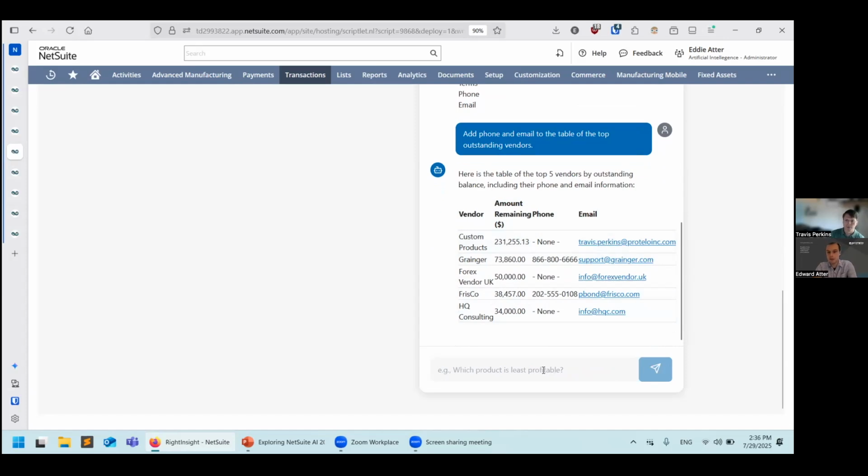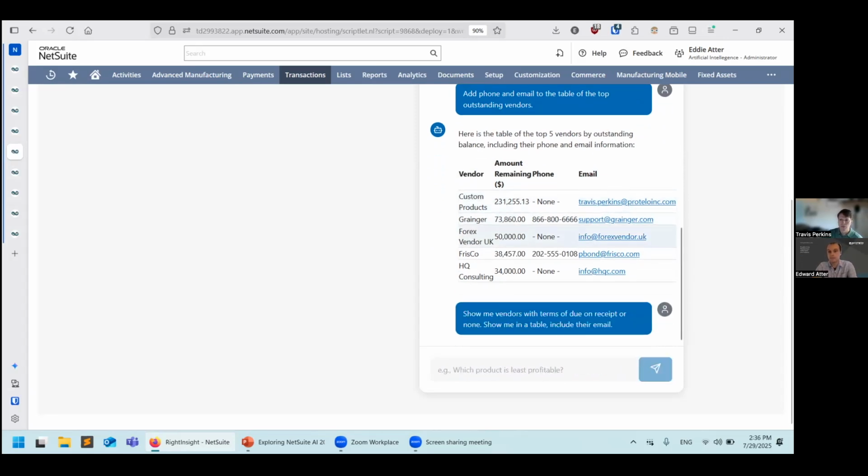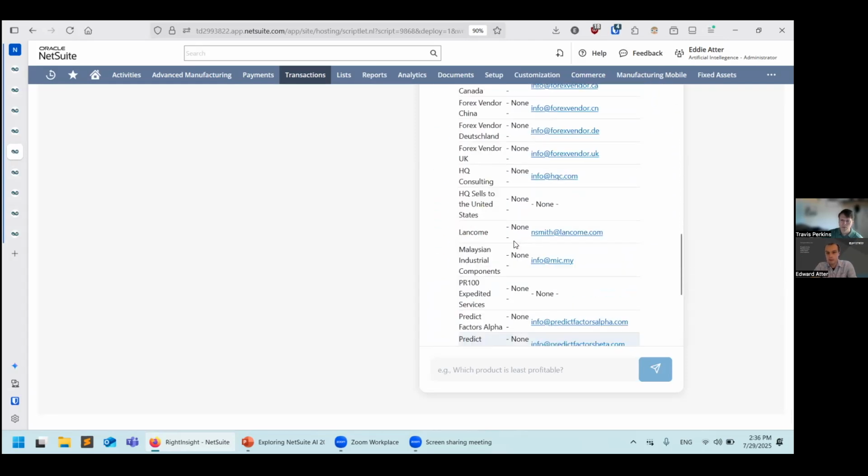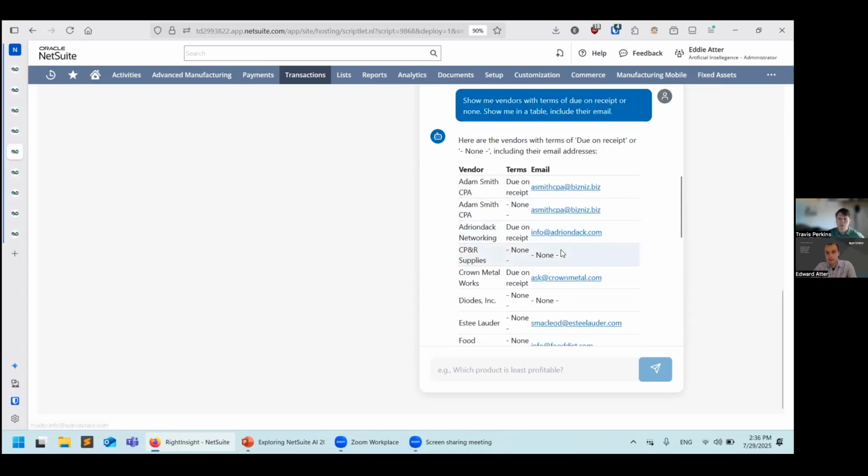And let's say I want to move on to the same thing earlier we talked about, terms, right? So show me vendors with terms of due on receipt or none. Show me in a table, include their email. And so here is my list of vendors. I've got emails as long as the email is in the system, and I can see the ones that are due on receipt or none.